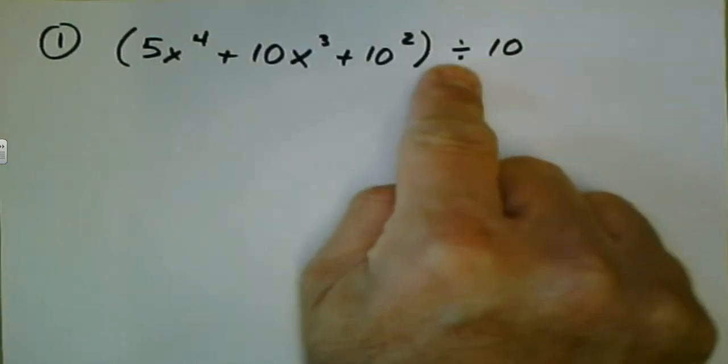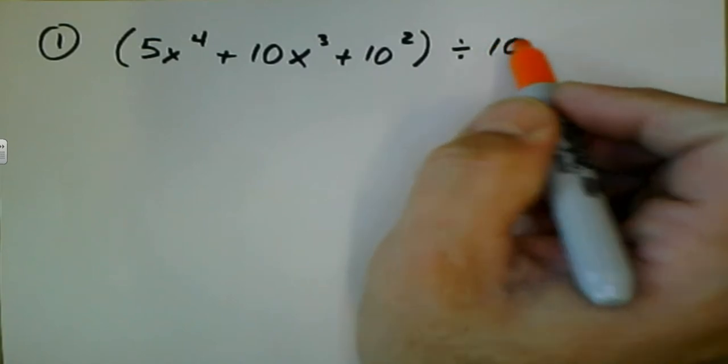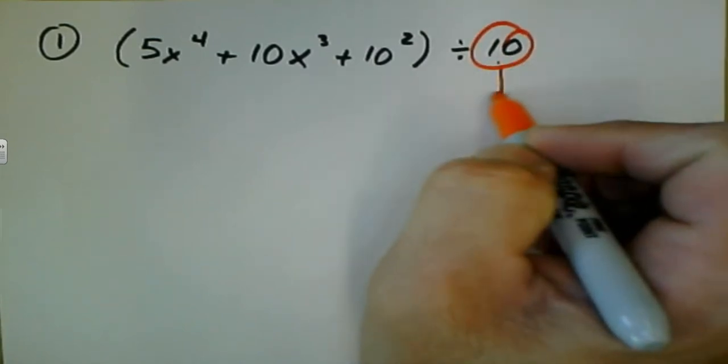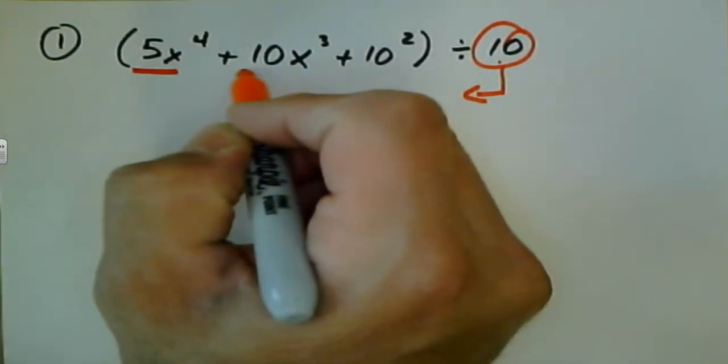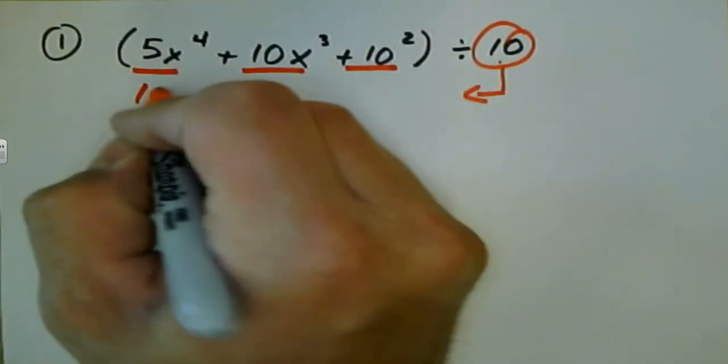All right, so we have a trinomial that's being divided by this 10. So what we're going to do, we know this is 10, so we're going to take that 10 and we're going to do it. The lines that I'm putting here mean division. You're dividing all three of those by 10.